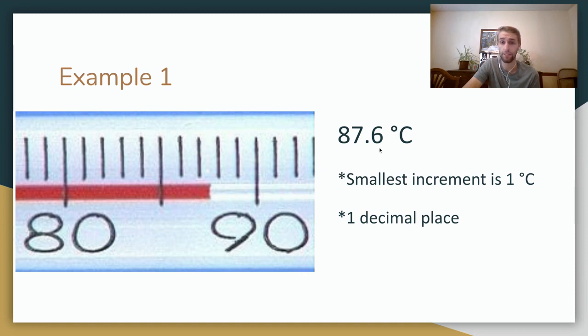So here's some uncertainty. We know there's uncertainty in this last decimal place because if someone else read this thermometer, maybe it looked like 87.5 to them, or maybe it looked like 87.7. The point is there's some estimation involved, which is why this measurement says we know it's between 87 and 88. We estimated it to be 87.6.